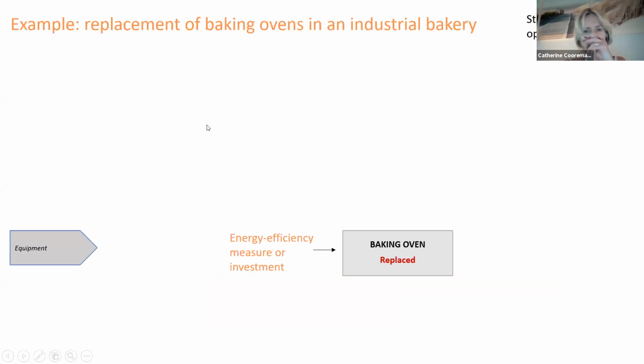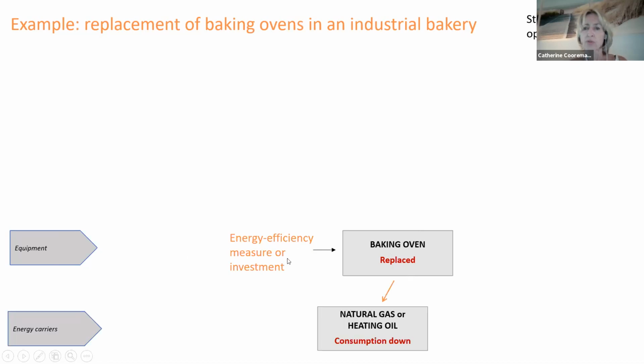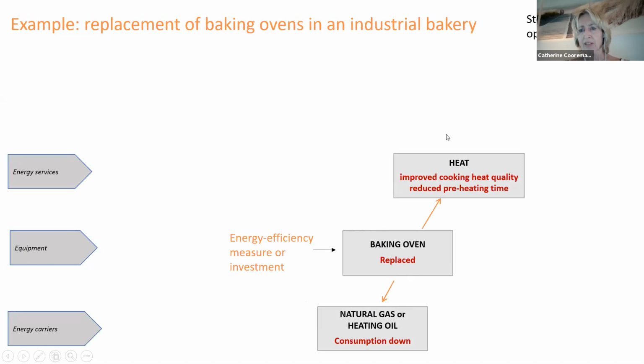And this is a completely different view on an energy efficiency project. So you see here, for instance, that you want to replace a baking oven in this industrial bakery. So this is your energy efficiency measure. And the common, usual, conventional view of the energy experts would be to analyze the decrease in natural gas or heating oil or electricity if you replace this baking oven. But more importantly for the company, what is important is actually the quality of the heat, which will be improved, and the reduced preheating time because they could produce more.